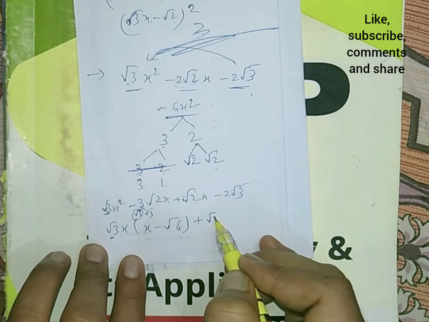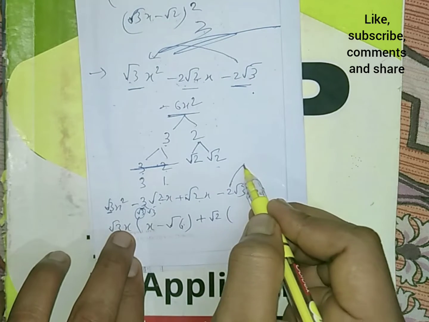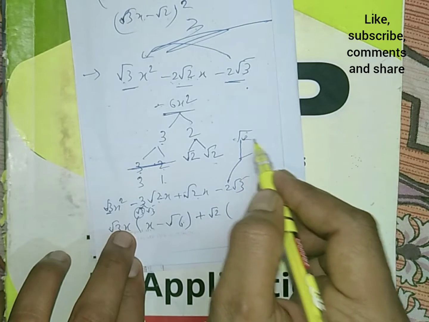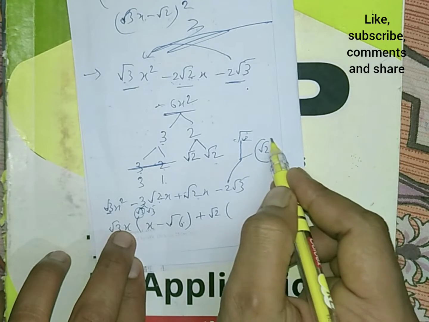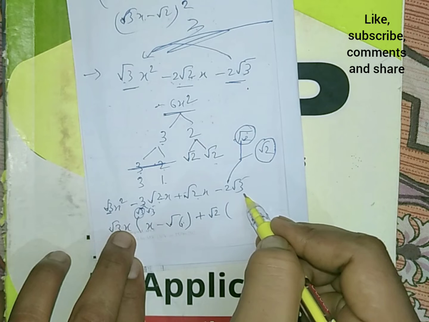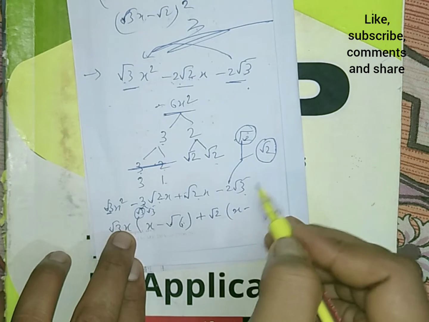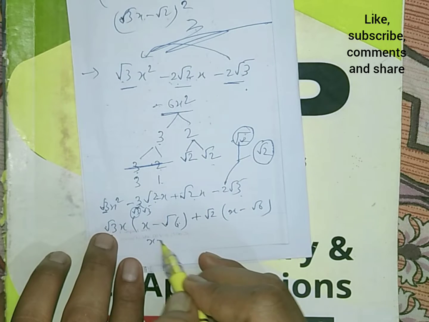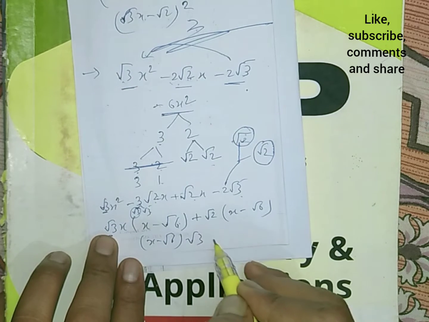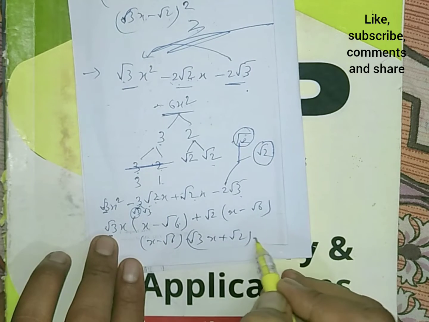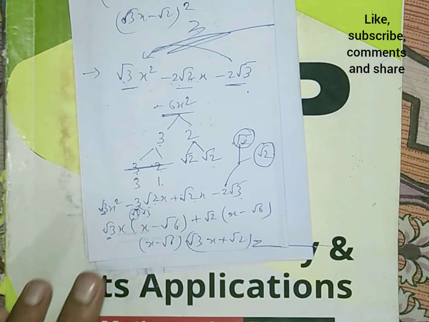Now start. Root 2 is common. Also you can write here root 2 into root 2. When you take out this common, this is the remainder and also this is the remainder. So the remainder will be x minus root 2 into root 3 equal to root 6. So x minus root 6 and root 3x plus root 2, solved.